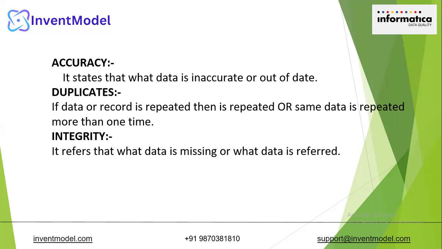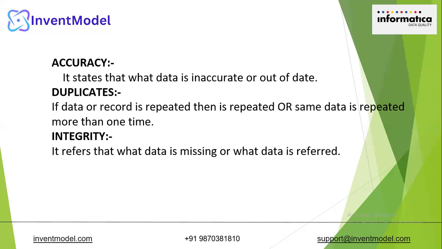Otherwise, duplicates. Duplicates means data or a record is repeated, or some data is repeated more than one time. In this point, we check whether the data is repeated more than one time or not. If data is available more than one time, it is duplicate data. So we resolve that problem: we bifurcate that information and keep it only once.